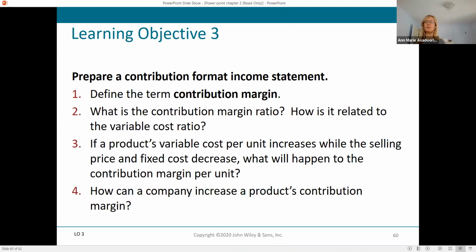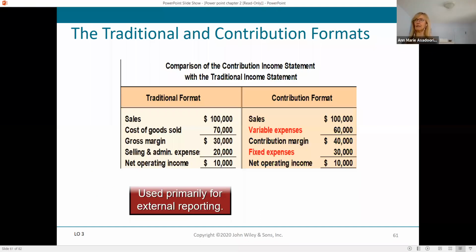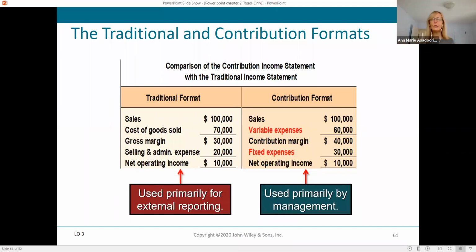So we're going to look at the contribution formatted income statement. This is a new income statement that you use almost all the time when you are internally running your company, right? So before we talk about our new statement, let's just review the old one, right?